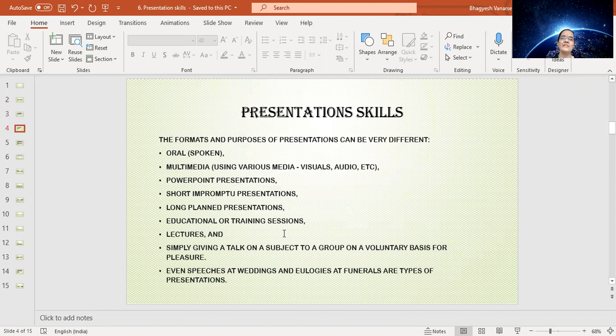So, does presentation skill have any specific formats to be followed, or what is that? Now we'll see the formats, and the purpose of presentations can be very different. One, it could be oral, that is only spoken. Second, it could be with the help of various media, as we are seeing now, a recorded thing, a visual, audio, etc. These could be only PowerPoint presentations. Some of them could be impromptu presentations made at the last moment. Some could be long planned presentations based on the facts and figures that are being made available.